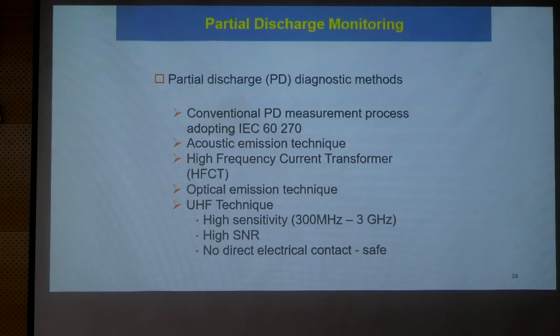Suppose we have developed an acoustic sensor, and UHF sensors with different bandwidths. How are they performing? In that way, we use the conventional IEC standard as the reference. We are also developing high frequency current transformers, and comparing how they perform with respect to the IEC 60270 detection method, which is a current detection method.